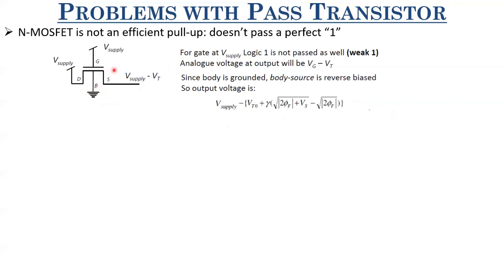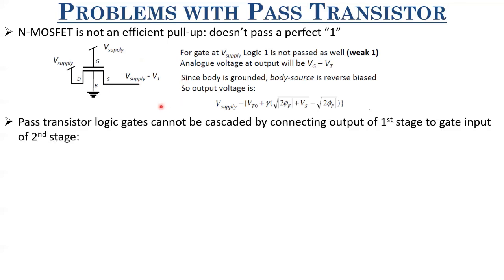So remember one fact: in an NMOS transistor, whatever voltage you are giving to its gate terminal, the output will be charged only to that voltage applied at the gate terminal minus VT, okay? And if this is the case, you cannot cascade pass transistor logic by connecting the output of the first to the gate of the second. So what are the inputs of a pass transistor? The inputs are the gate terminal as well as the source or drain terminal. If we want to cascade 2 pass transistor gates, we have to apply the output of this gate to the input of some other gate, and the input can be either the gate terminal or the drain terminal.